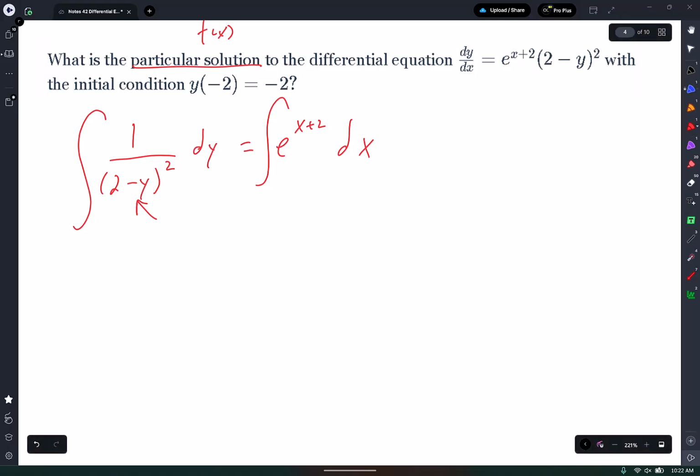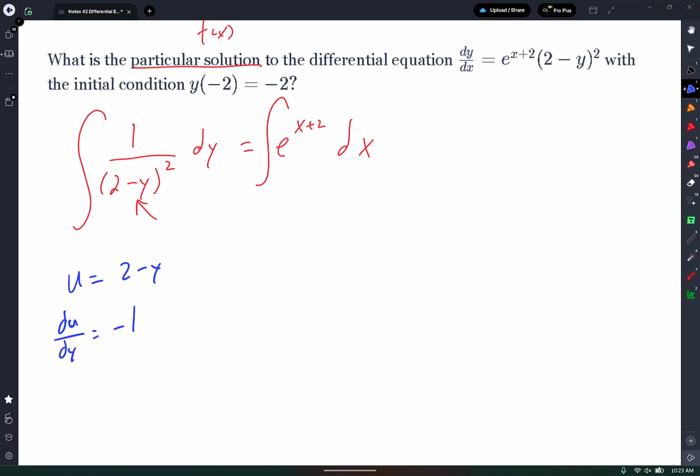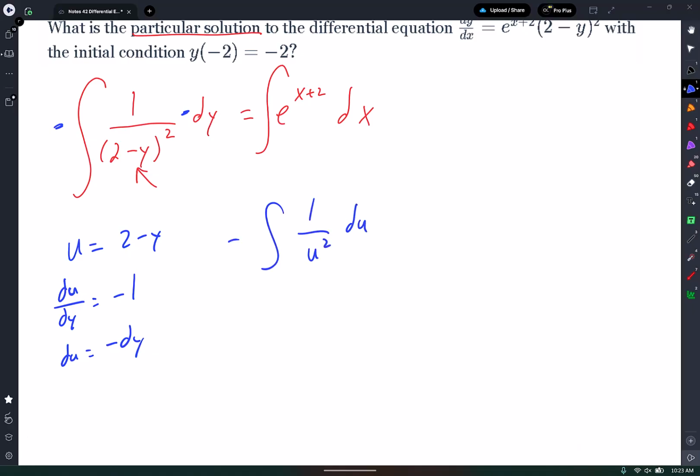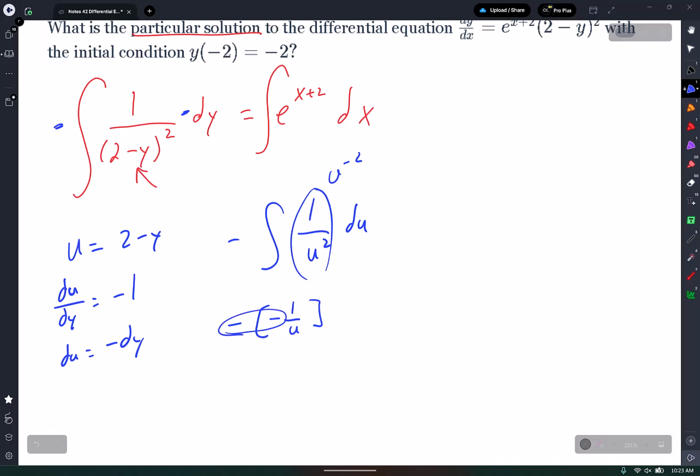Let me write it, guys. u equals 2 minus y. du dy equals negative 1. So du equals negative dy. Do you guys see that? Put a negative here, put a negative on the outside. I'm doing u sub. Negative integral 1 over u squared du. If I pick this up, that's u to the negative 2. So negative bracket, add 1, divide by that negative: negative 1 over u. See? Negative times a negative? Positive. So I'm going to erase all of that now.